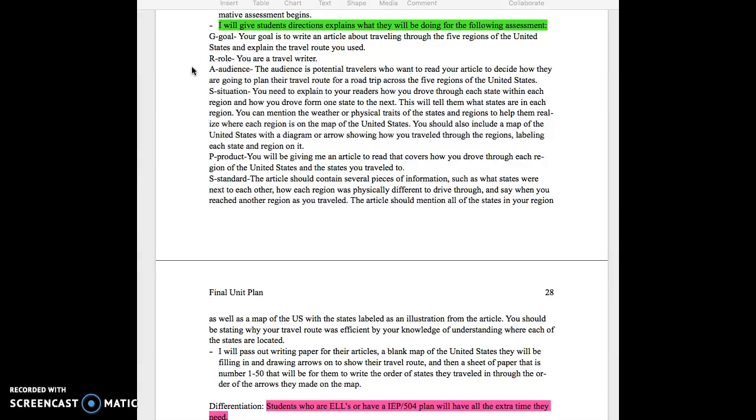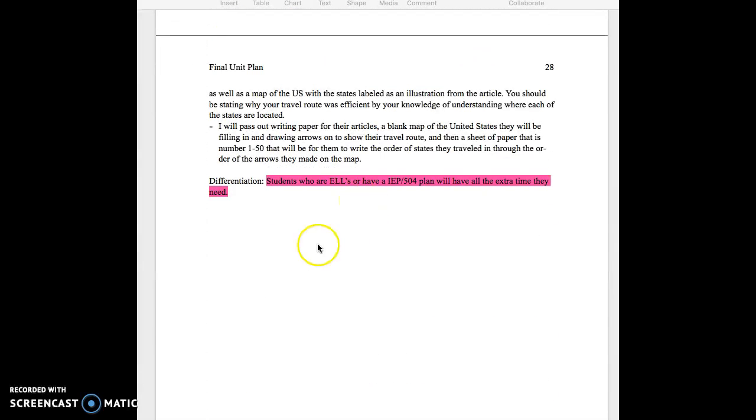So they're going to be giving me that article that covers how they drove to the states, and it's also going to show a list of the states that they did in order, so then I can see, oh, they know that this state is next to this state, and this is where this state is explicitly. And then finally, as far as differentiating this, the students who are ELLs or have an IEP or 504 plan are going to have extra time if needed.